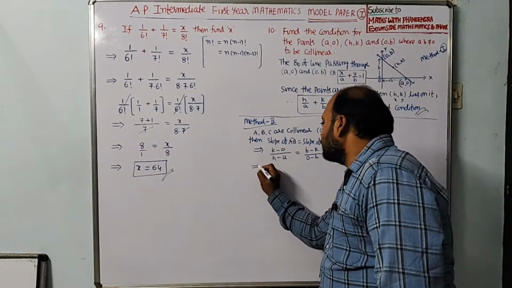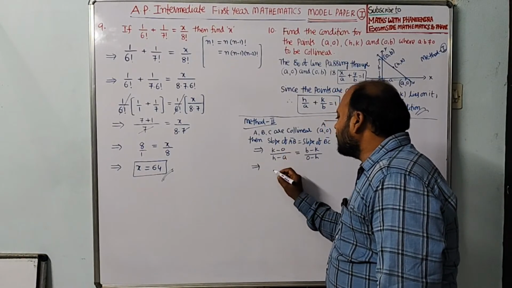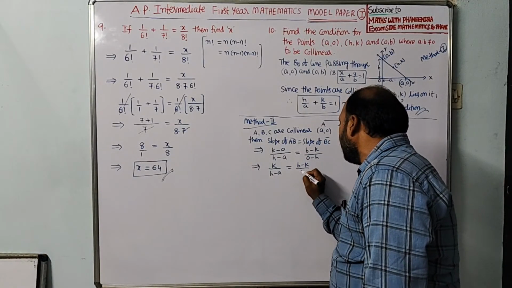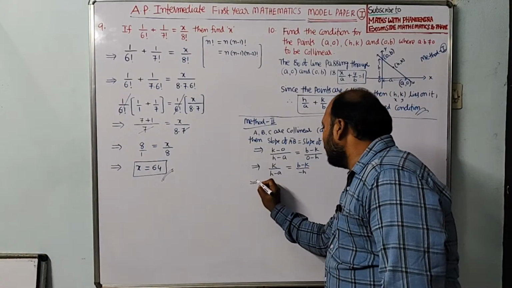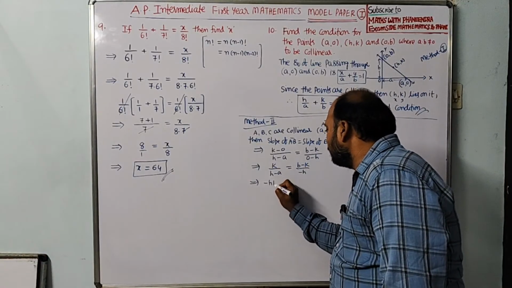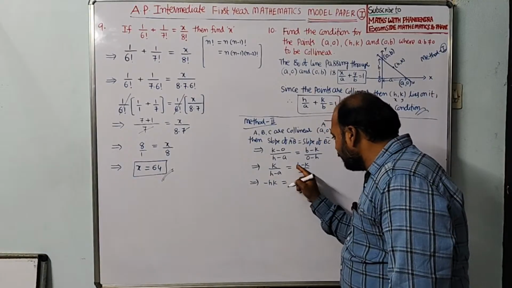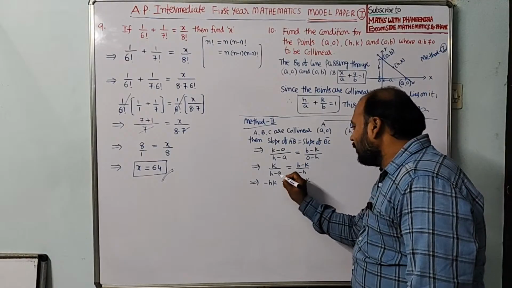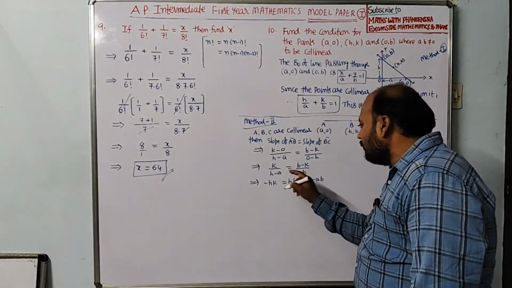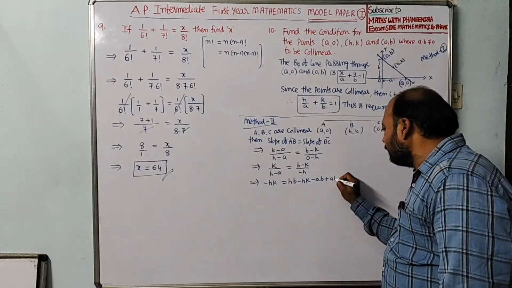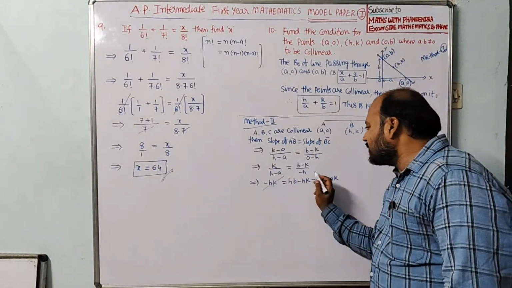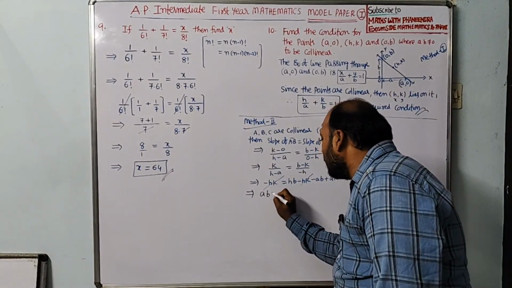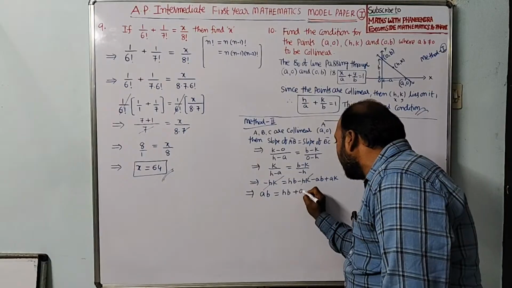Cross multiply here, students. So k minus 0 means k. k by h minus a equal to b minus k by 0 minus h. Cross multiply: minus hk is equal to hb minus ab, minus hk plus ak... Both sides minus hk get cancelled. Minus ab bring to this side: ab equals hb plus ak.